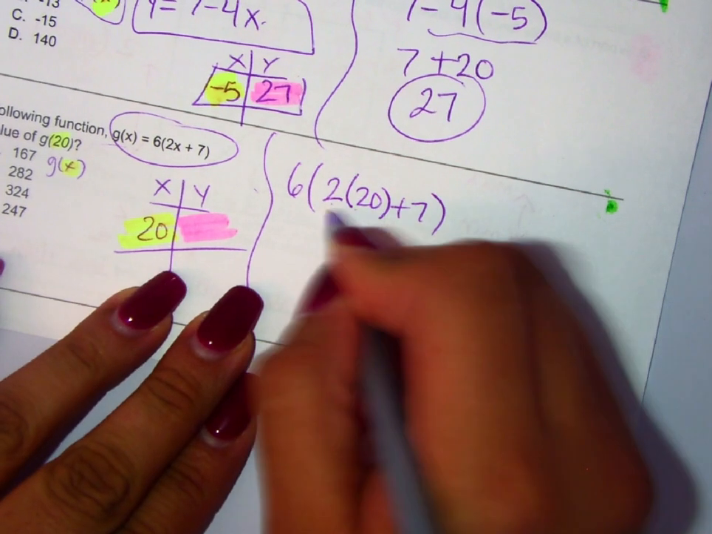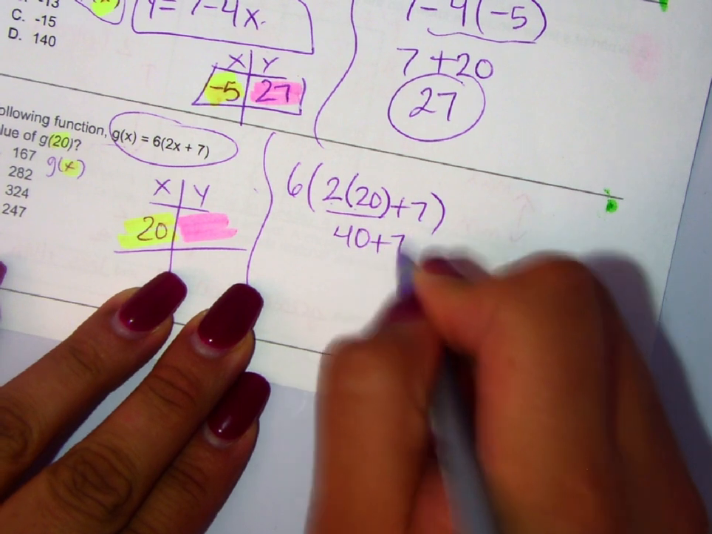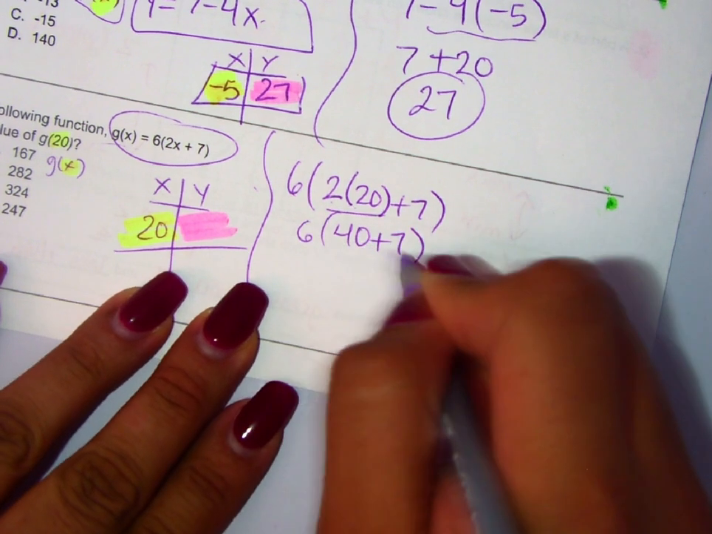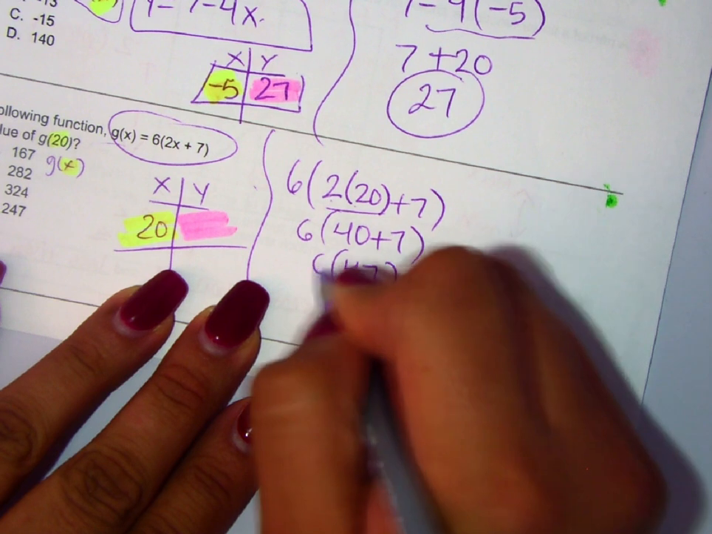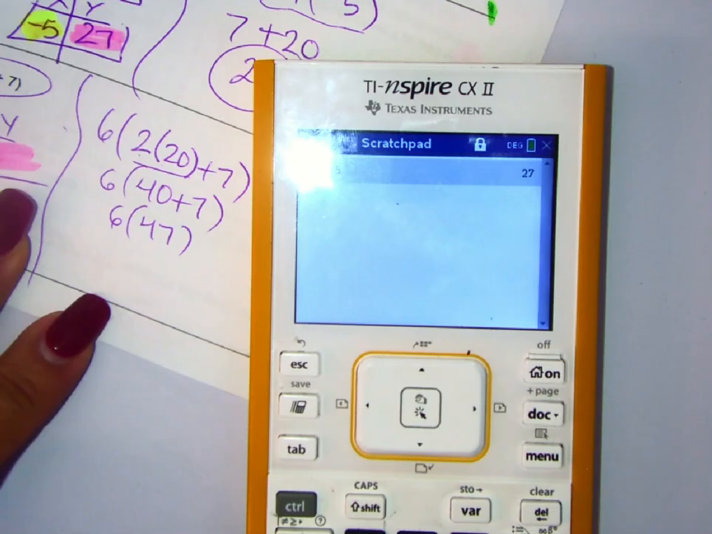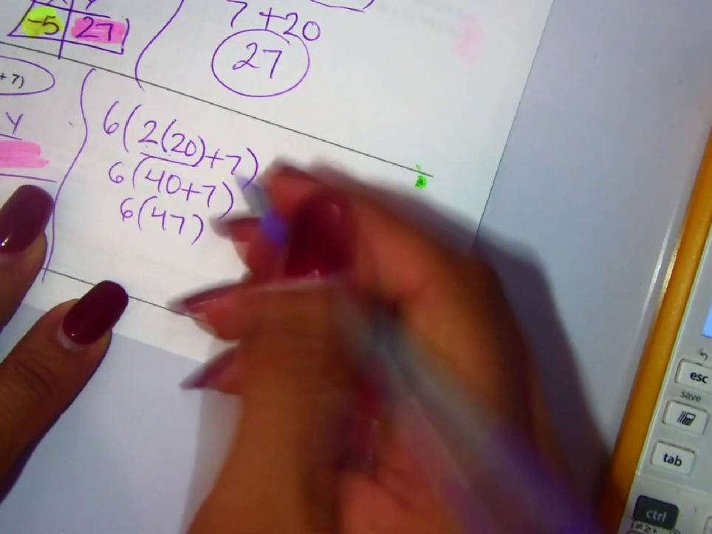So 2 times 20 is 40. And then 40 plus 7, that's 47. And then you could just type 6 times 47, and it gives you 282.